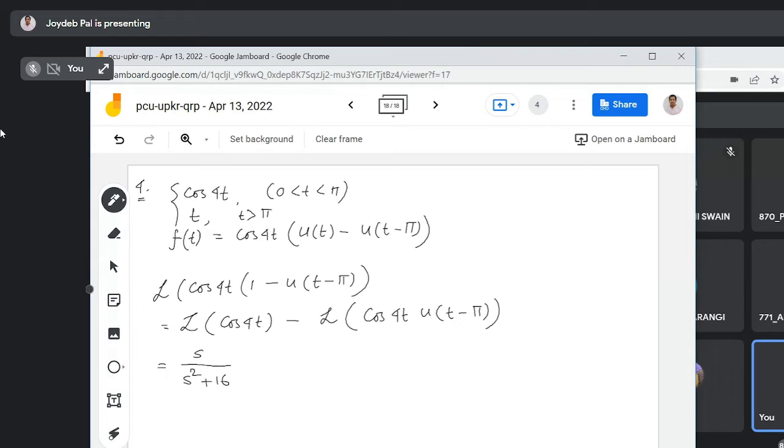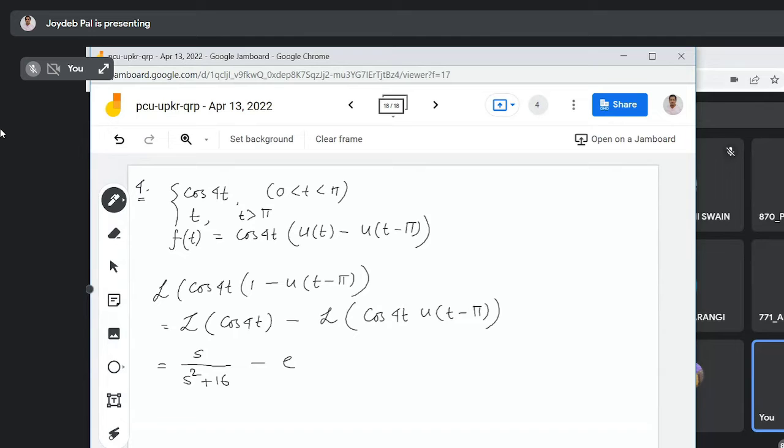And the second part is of the form f(t) into u(t minus a), right? Because it is not in the form of f(t minus pi). If it were of the form f(t minus a) u(t minus a), it would be different, but it is not. So it is the Laplace transform of f(t) u(t minus a). So what will it be? e to the power minus as. What is a? So pi.